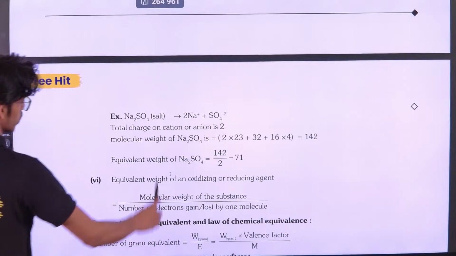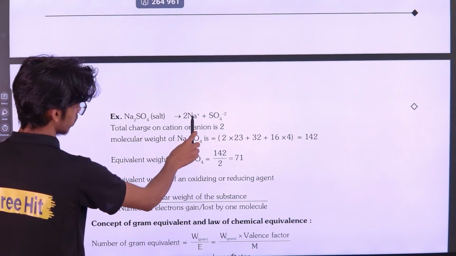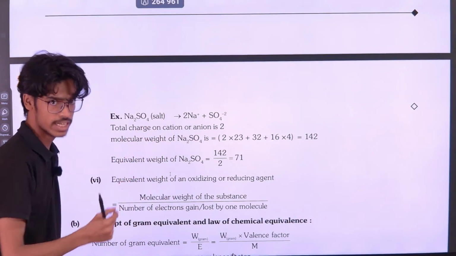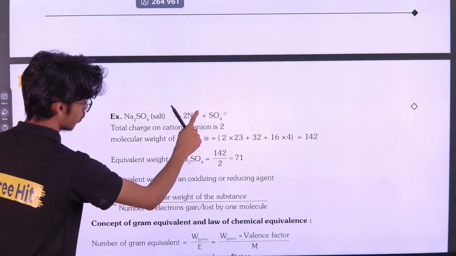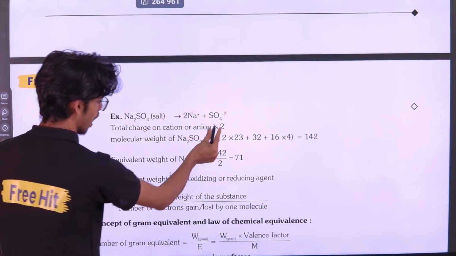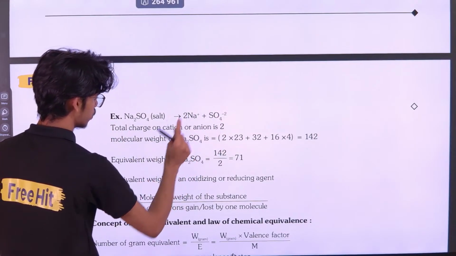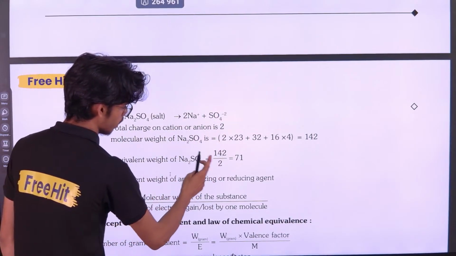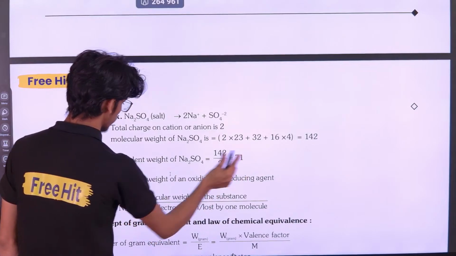So for an example, in case of Na2SO4 salt, 2 Na positive and SO4 2 negative. What is the amount of charge getting balanced? See, 2 negative, 2 into plus 1, it is 2 positive. So the total charge on cation and anion is 2. It means whatever the molecular weight is divided by 2, you will get the equivalent weight.